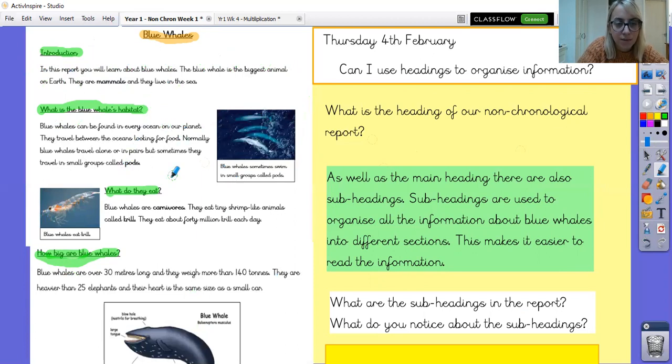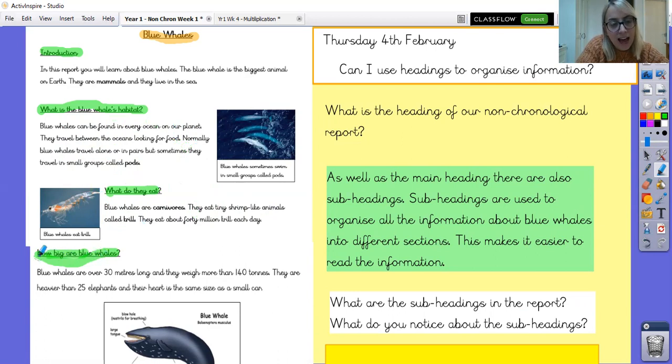That's right, Year Ones, some of our subheadings are questions. They're question sentences. So this one says, what is the blue whale's habitat? That's a question and the information below it answers that question. So I know in this section I will find out what the blue whale's habitat is. Again, we've got what do they eat? Again, it's a question. It starts with what? And I know if I read this information, I'd be able to answer that question.